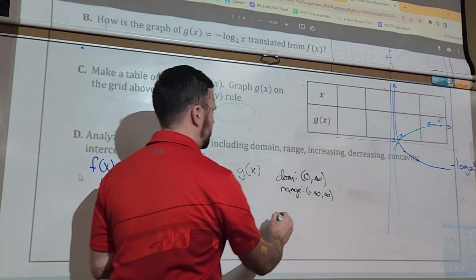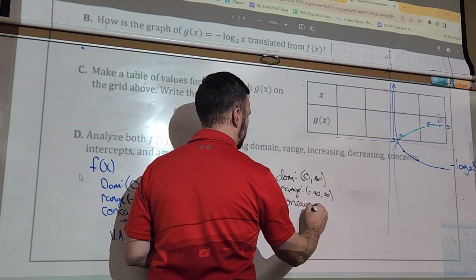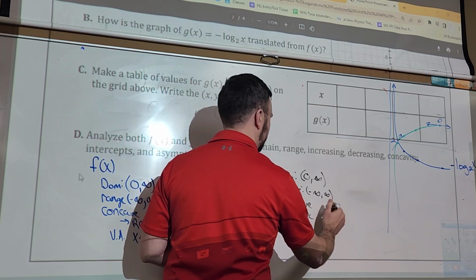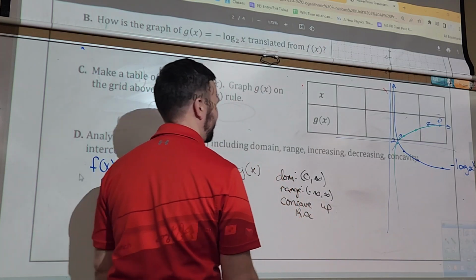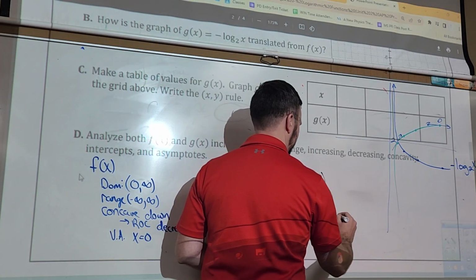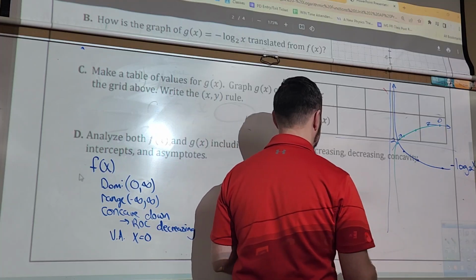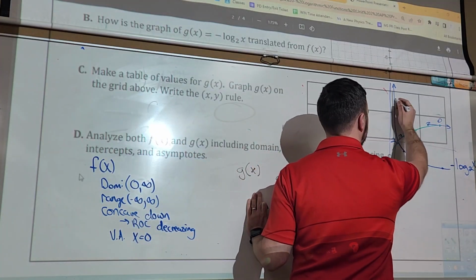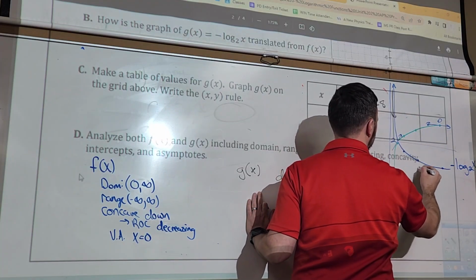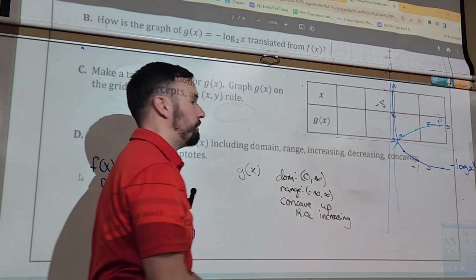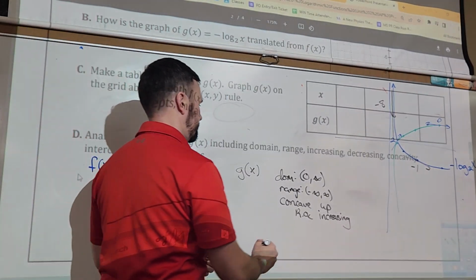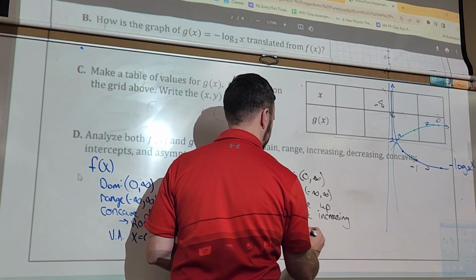But what happened to my concavity? Yeah, this one's concave down. Because what's happening to my rate of change? It's concave up because what's happening to my rate of change? It is increasing. So g of x is this one, right? So right here, my slope is like negative 8. And right here, my slope is like negative 1. Negative 1 is bigger than negative 8, right? Yep.